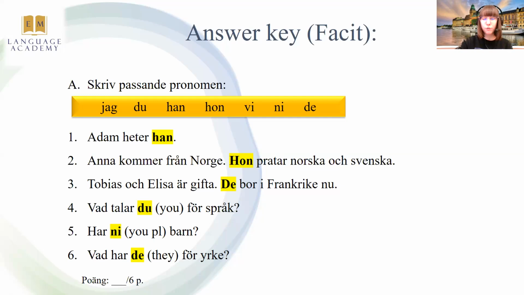Vad har de för yrke? What are their professions? Right? Vad har de för yrke? One more time, I'd like to accentuate that the spelling is quite simplistic, only 2 letters, D plus E, when the pronunciation is a little bit more complicated, dom. And 6 points, which means that every single case has been evaluated by 1 point.